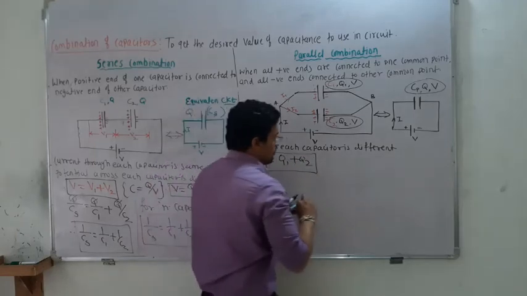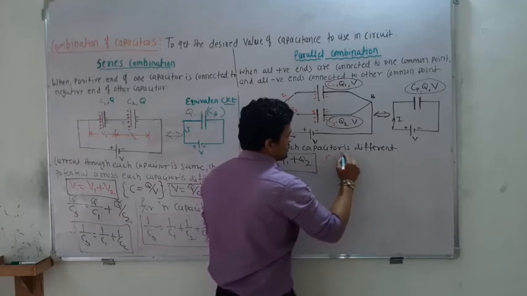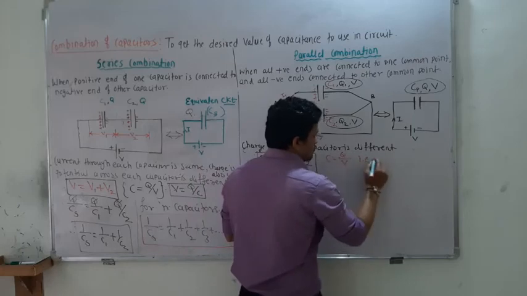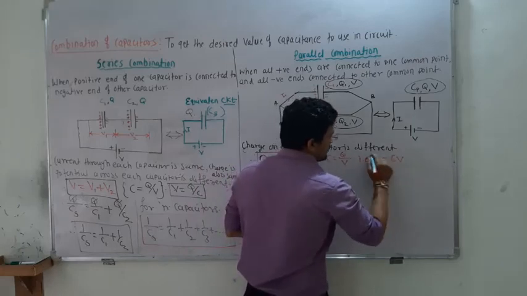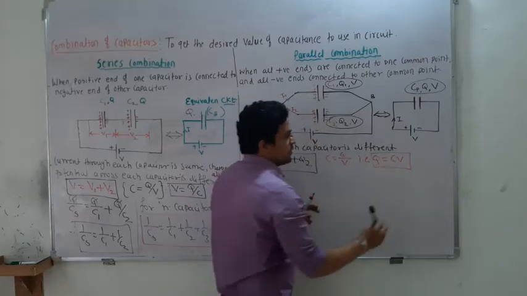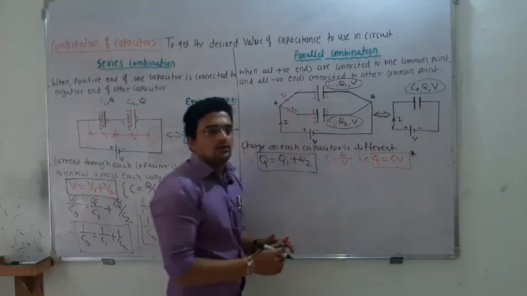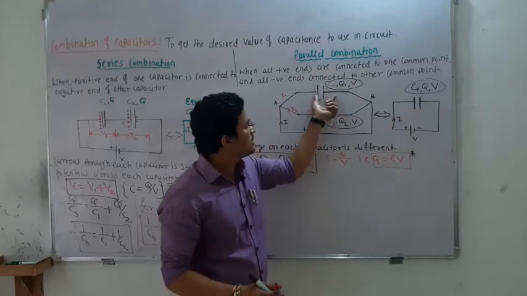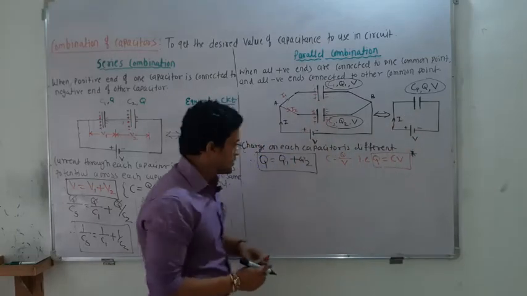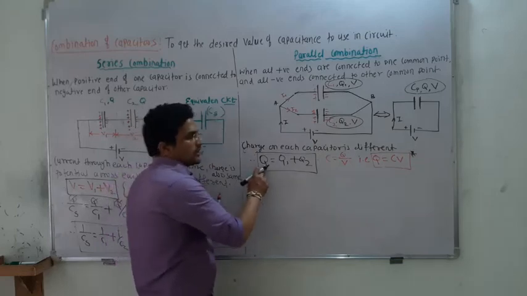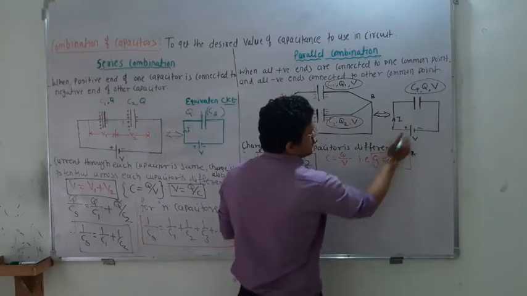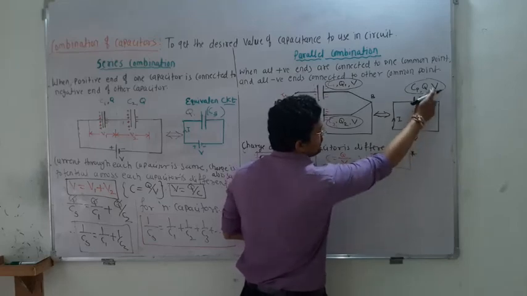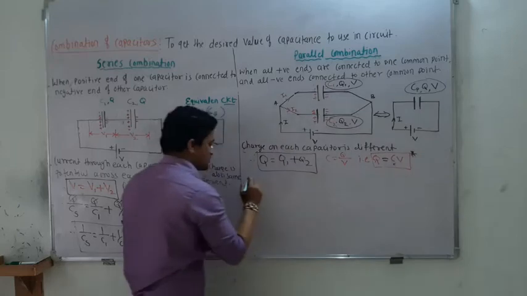But we know C is equal to charge divided by voltage. Hence Q is equal to C into V. Now take this equation, Q is equal to C into V, and apply it on this circuit, on this capacitor, and on this capacitor. First Q for the equivalent: apply the equation here, so Q is equal to Cp and then V, voltage as it is.